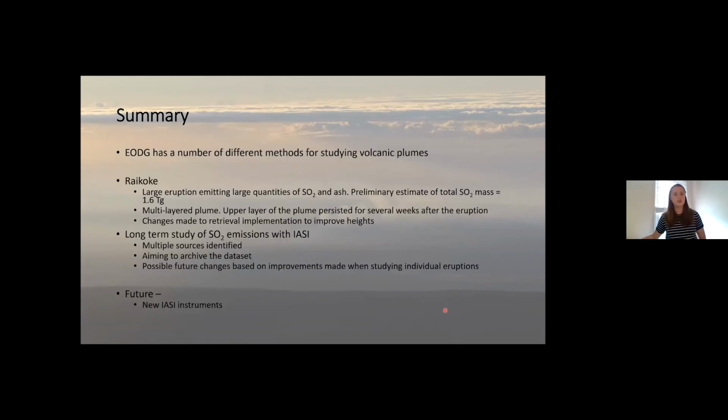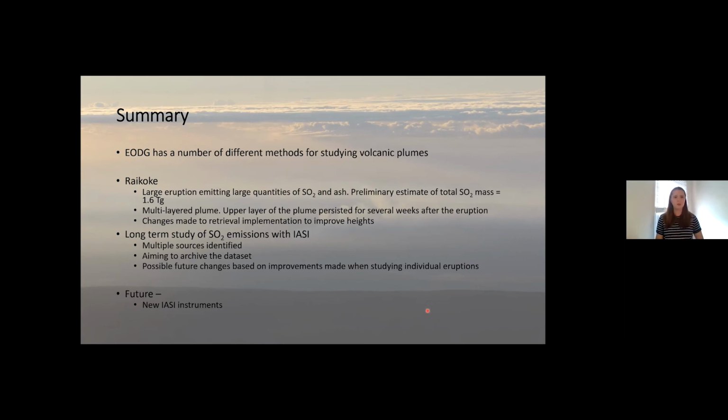So I want to finish there. Just to summarize, we have numerous products for studying volcanic plumes in the Earth Observation Data Group. Raikoke has been a really fascinating study for a number of reasons and has led to a few changes to our retrieval. And then we've got this longer-term study of the IASI measurements, which hopefully we'll be able to use to study and look at a number of different interesting science questions. And we're also really hoping to make this data set available to other researchers, and hopefully it'll be useful.